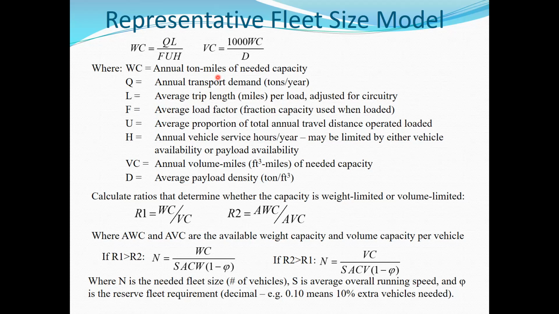Now what you do is you figure out two different ratios. First ratio is R1. It's weight capacity divided by volume capacity, WC divided by VC. And then you figure out R2, another ratio. R2 is AWC divided by AVC, which is available weight capacity divided by available volume capacity.